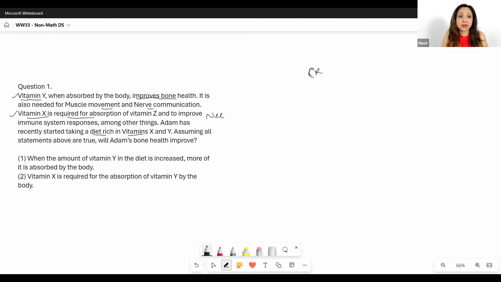All I'm given is that he has started consuming more in his food. Now, does the body absorb it? I don't really know. So that is why, without these statements, I can't say whether Adam's health will improve or not. So now I do need at least one of these statements.